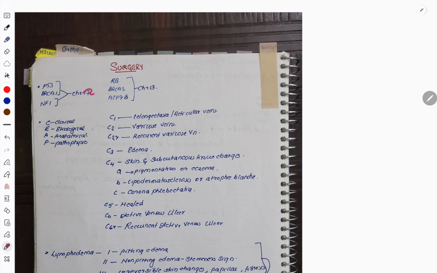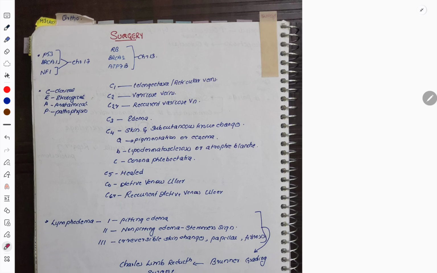With chromosome 17, I have NF1, BRCA1 and P53. Okay. Now let's see what's happening in the varicose vein. You have a CEAP classification of the varicose vein, which is based on clinical, etiological, anatomical, and pathophysiological. In that, we are dividing the varicose vein types into C1 to C6.